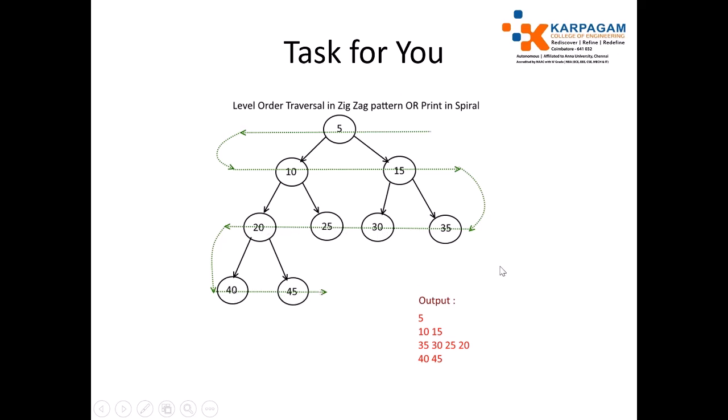This question is asked in many interviews, product company interviews. Okay, output should be 5, 10, 15, 35, 30, 25, 20, 40, 45. This is printing the data in zigzag format. The actual level format is 5, 10, 15, 20, 25, 30, 35, 40 and 45. So this is a task for you. We will meet in the next class.